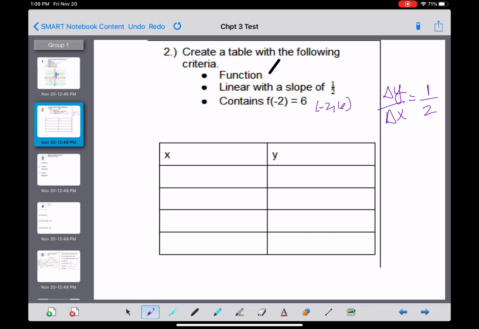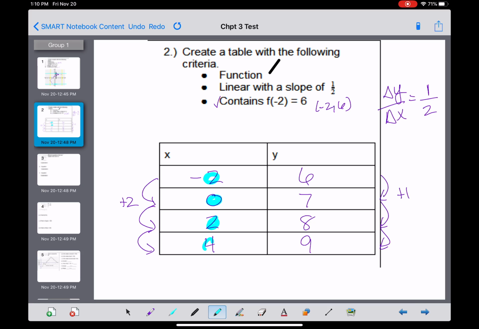Since they're telling me I need to contain (-2, 6), I'm just going to start with (-2, 6), so I at least have that part of the criteria done. Then my change in y needs to be an increase of 1 every single time. My change in x needs to be an increase of 2. So I'm going to add -2 plus 2 plus 2 plus 2, and for 6, I'm going to add 1, add 1, add 1. I know it's also a function because none of my x values repeat.